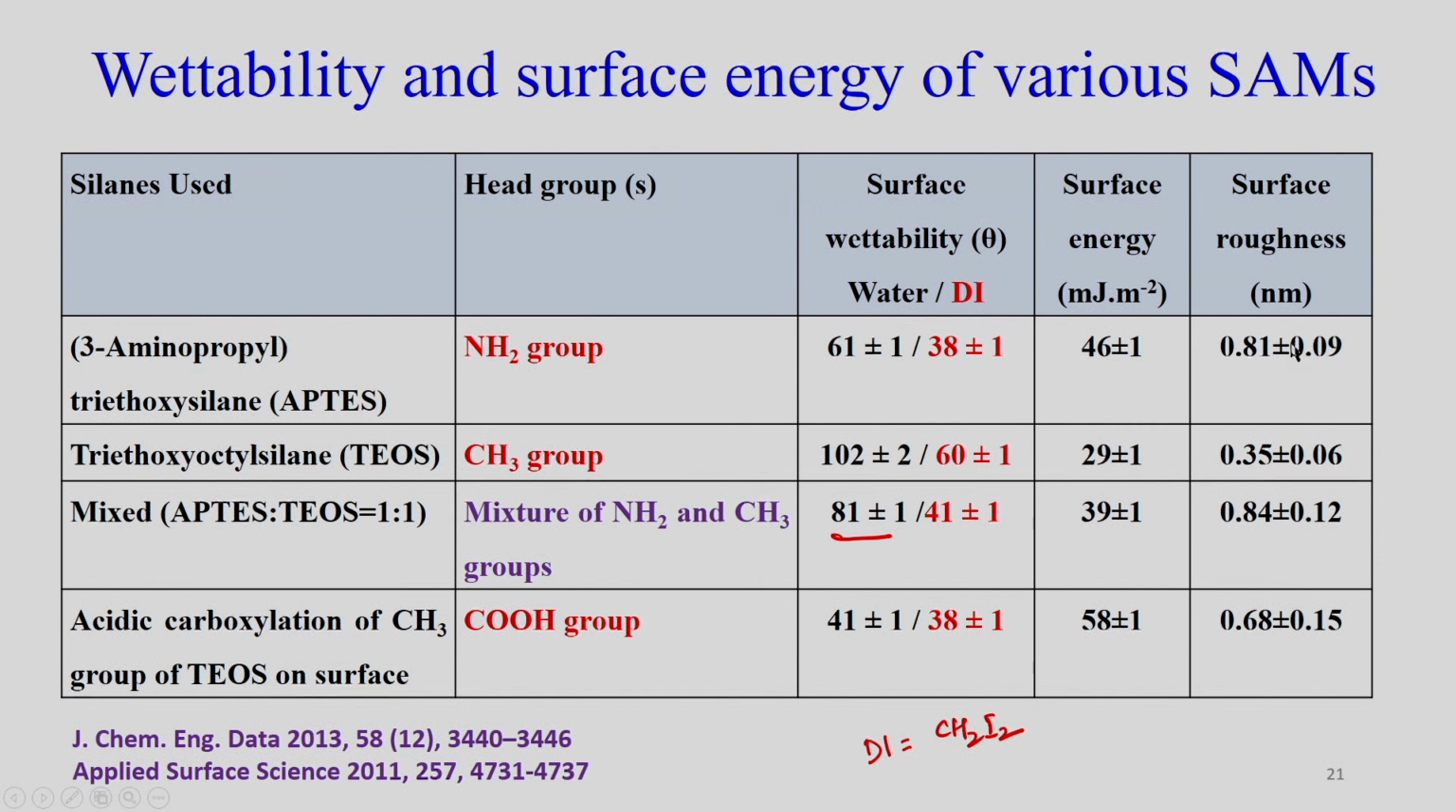And again the surface roughness is also changed. You just see in different surfaces we have different surface roughness. So, here by simple surface modification using the formation of self assembled monolayers, we have changed the surface wettability, surface energy and the surface roughness. So, here I conclude this lecture.